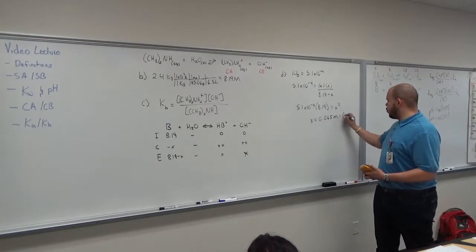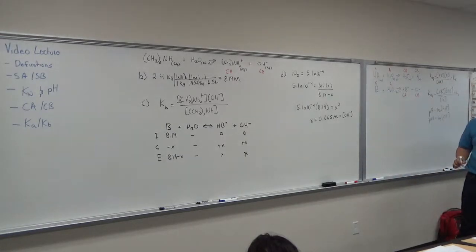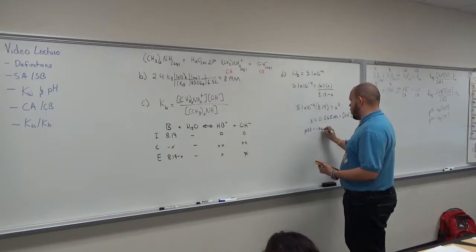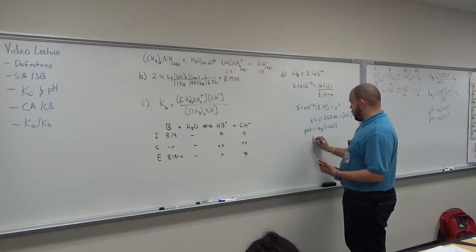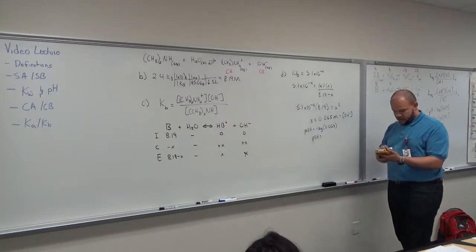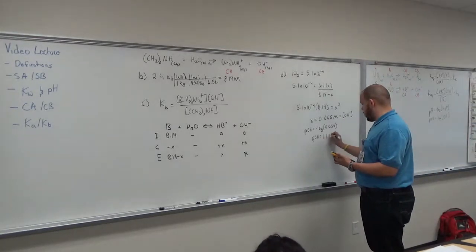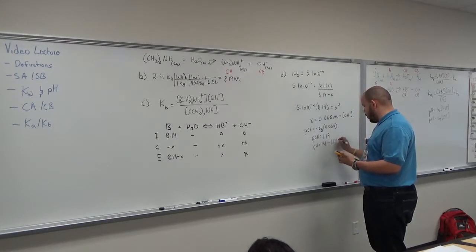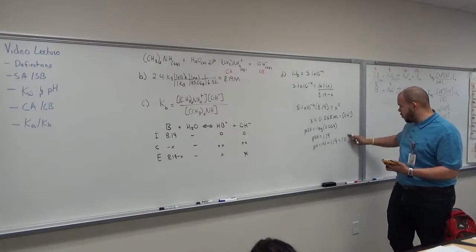Which means that this is equal to hydroxide, which means that the pOH is equal to negative log of this value, 0.065, and the pOH is 1.19. Therefore, the pH is equal to 14 minus 1.19, which is equal to 12.81, excuse me.